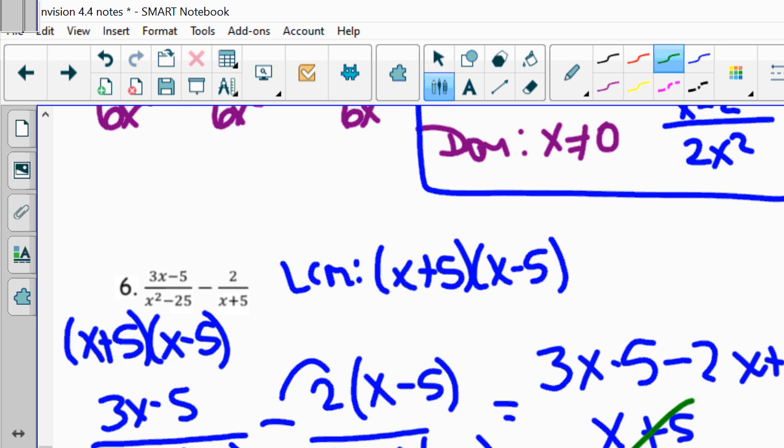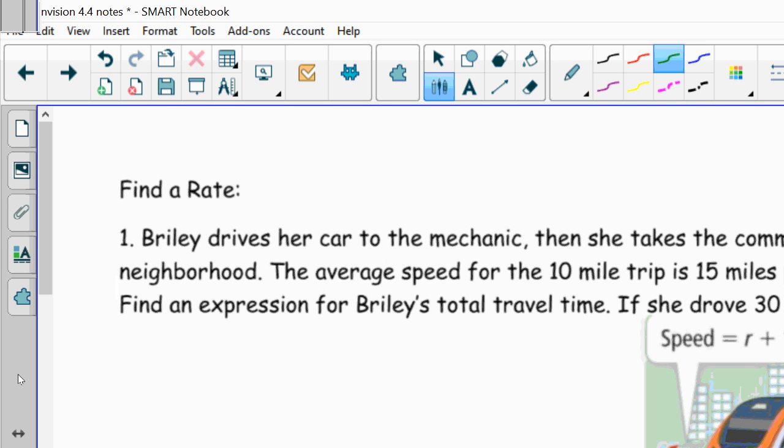So there's our answer: 1 over x minus 5. Domain: x cannot equal positive 5 or negative 5. All right, so today in class, we're also going to try to get through the word problems. The word problems deal with finding a rate.